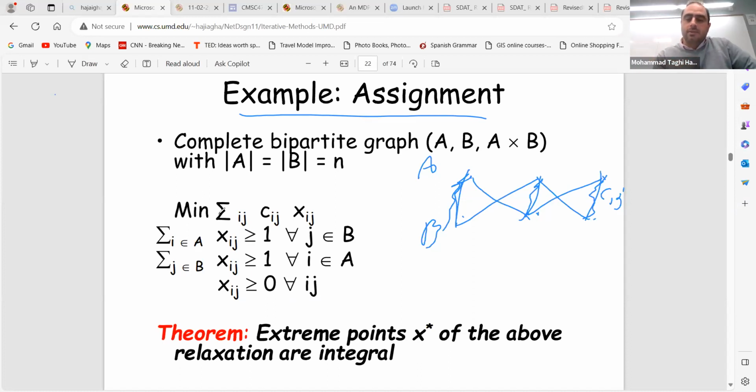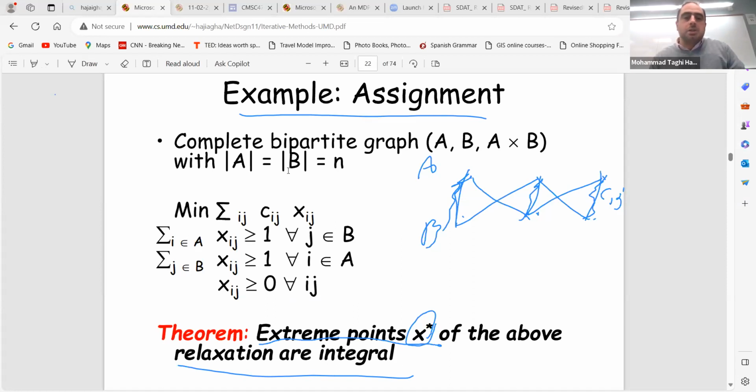And you try to minimize this. The main thing is that extreme points X star, generally we say extreme points or basic feasible solutions, of the above relaxation are all integral. We know that this is the weighted bipartite matching, and this shows that you can actually solve it. If you want to do maximization, you can do some tricks here. Instead, you can change the weights, for example from C_ij to minus C_ij, and you can solve the maximization version as well, or some other variants.